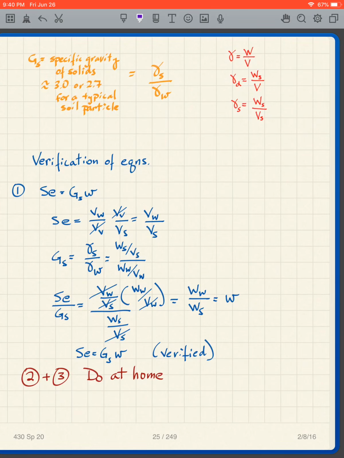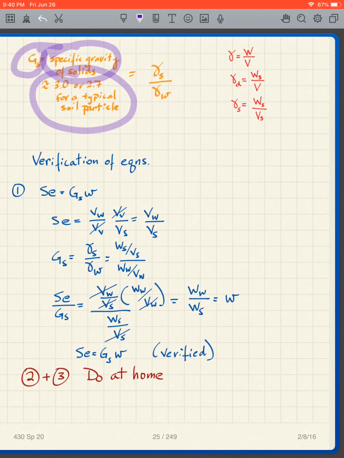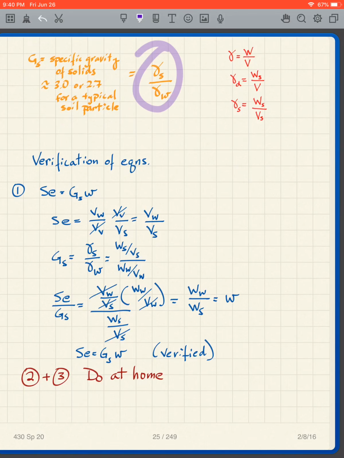Continuing with our discussion of the weight-volume relationships, as I mentioned before, G sub s is the specific gravity of the solids, a typical number 3.0 or 2.7 for a typical soil particle. Again, remember the specific gravity refers to how many times greater is the density of a single particle compared to the density of water. So, like I say, a typical rock has about three times the density of water. And that is the gamma of the solids, density of the solids, divided by the density of water.